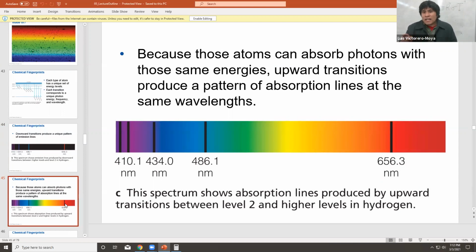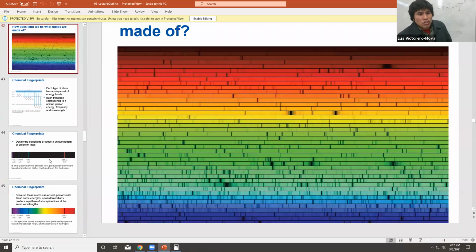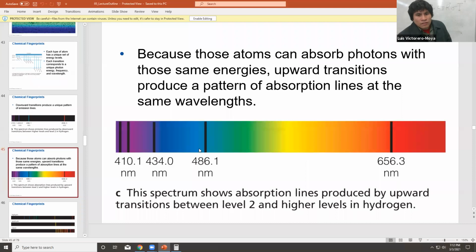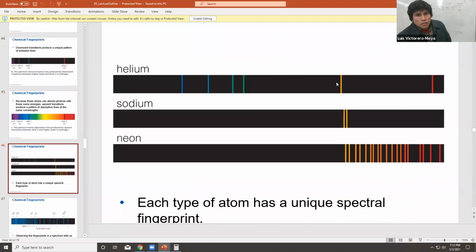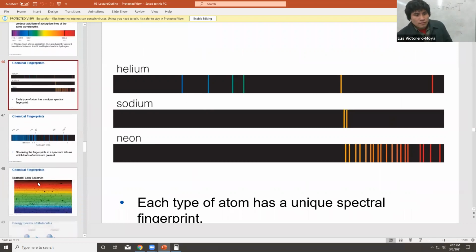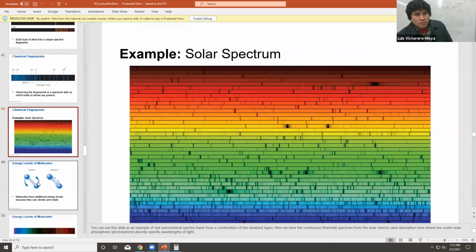Because these atoms can absorb photons with the same energies, you have upward transitions, which produce patterns of absorption lines, as you see there. If you combine the continuum spectrum, you have this absorption spectrum. Look at the characteristics of helium, what I showed you, sodium, and I have neon as well. You didn't see this when I showed you helium, right? You saw a lamp. But to see that, you need a spectrometer, a prism, and it will break into components. So we've done that.